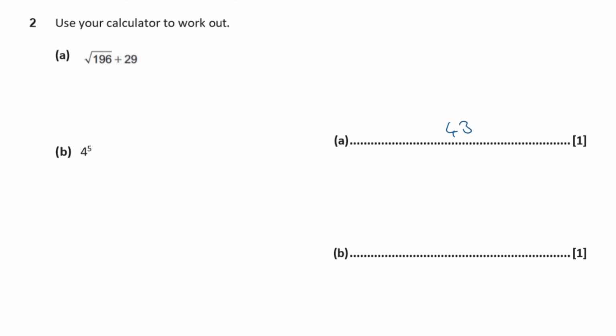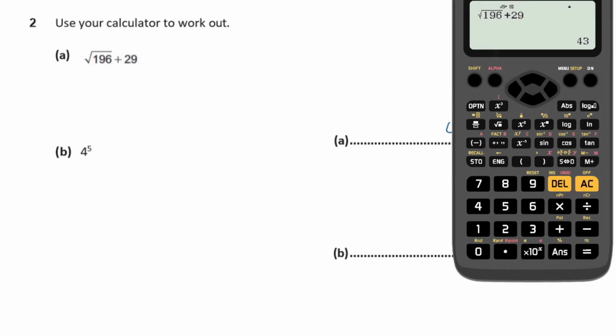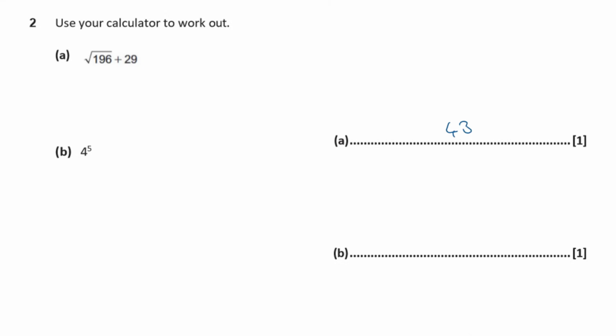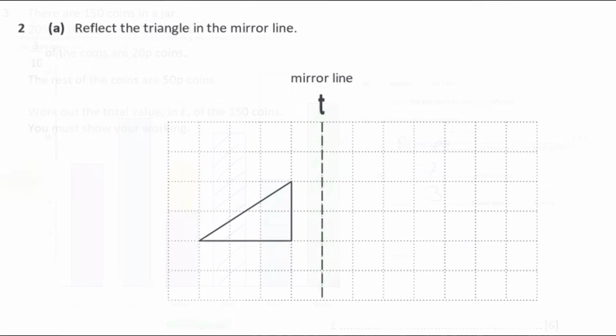Okay. Now, then I need to do 4 to the power of 5. So I'm going to press the 4 key first, and then I'm going to press this power key here, which is like an X with a little box. And in the box, I'm going to type in the power of 5, and that gives me 1024. Question 2a, reflect the triangle in the mirror line.